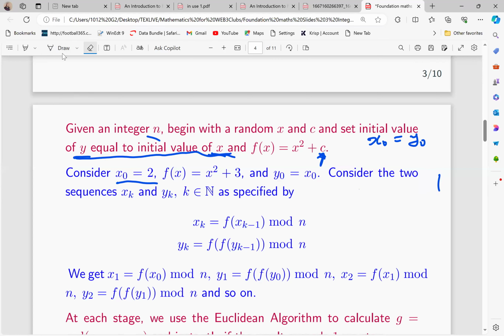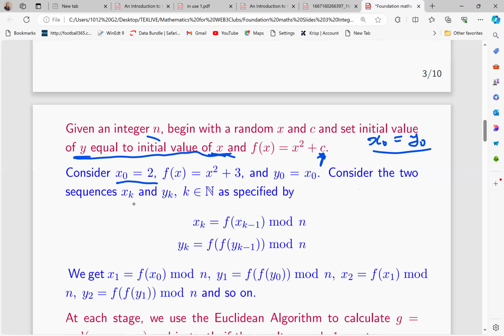So we have our x naught and we have our y naught. Those are our initial values. From these initial values and using this equation, we find x1 and then find y1. When you find x1 and y1, the next thing you're supposed to do is find the GCD of y1 minus x1 together with the n.